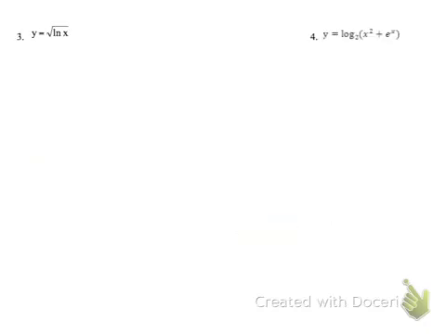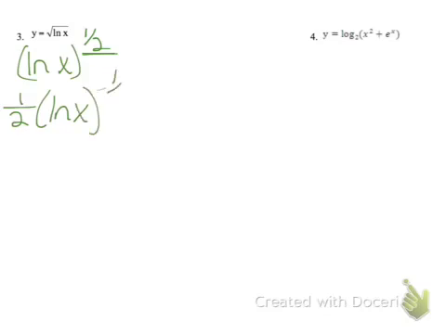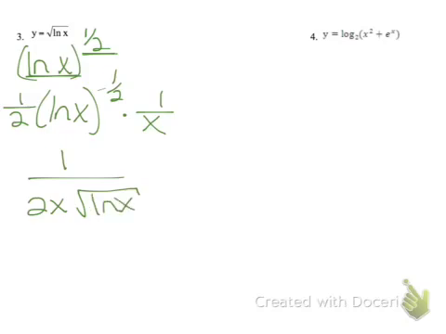Okay, next one, natural log of the square root of natural log of x. So first I'm going to write it as natural log of natural log of x to the 1/2 power. So now I would have 1/2 times natural log of x to the negative 1/2 times the derivative of natural log of x, which is 1 over x. Okay, so all your other rules are still going to apply. You're still going to do outside, inside. And then I'm going to write this as 1 over 2x times the square root of natural log of x, or natural log of x to the 1/2.